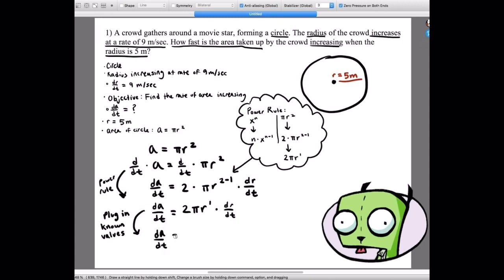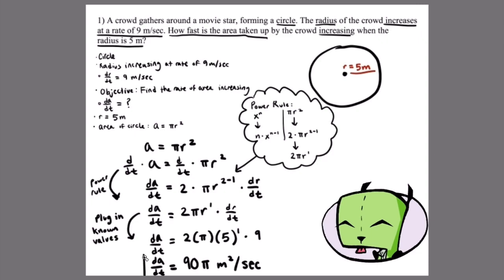We leave that. We write 2 pi. We do know what r is, our radius. We know that it's 5 meters, so we plug in 5. And then we do know what dr over dt is from here, which is 9 meters per second, so we plug in 9. So from here, we multiply everything, except leave the pi as constant. We get dA over dt equals 90 pi meters squared per second. And that is your answer.